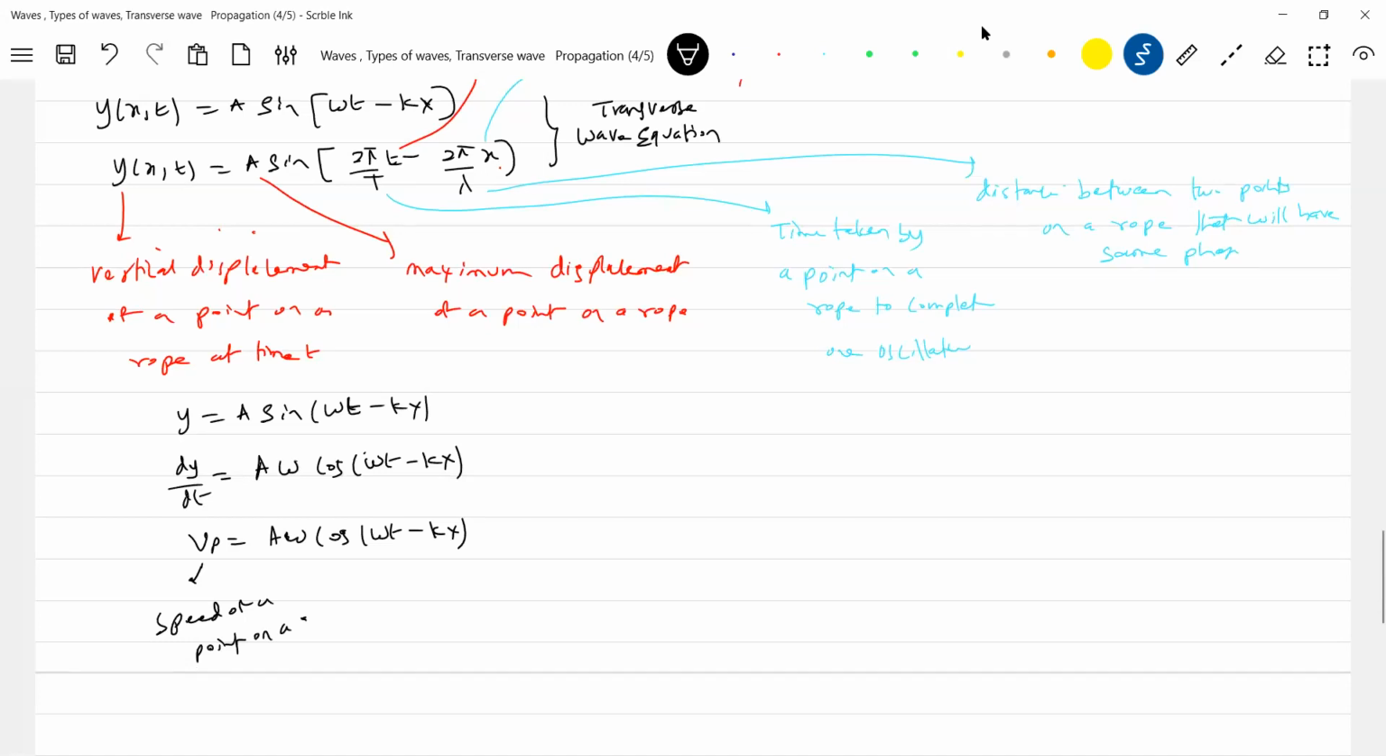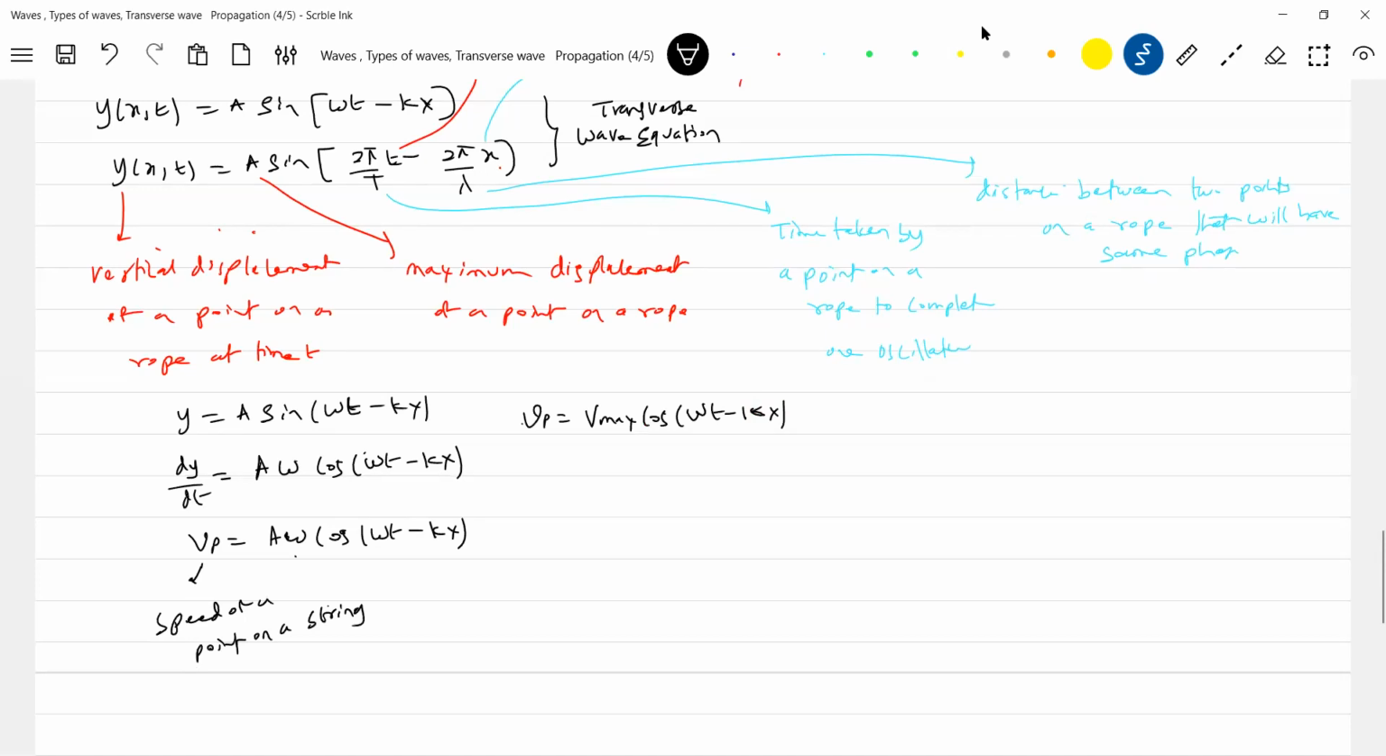On a rope or a string? On a string. Now what is omega? Maximum speed of a point on a rope. So you can also write it as V max, like in SHM, what we had, similar to that here.